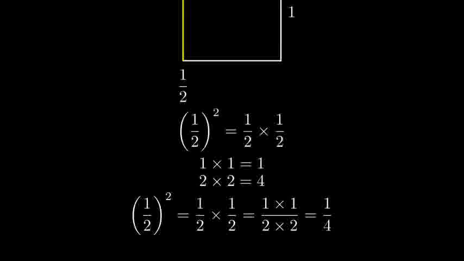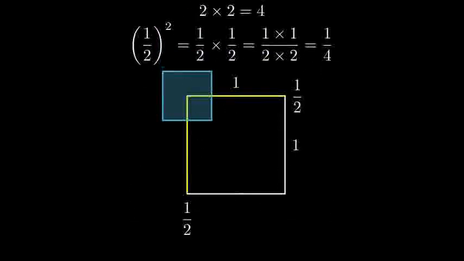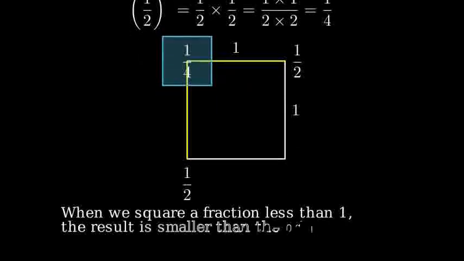Let's visualize this again with our square. The blue shaded region represents 1/4 of the entire square, which matches our calculation. This makes sense because if we take half of a half, we end up with 1/4.